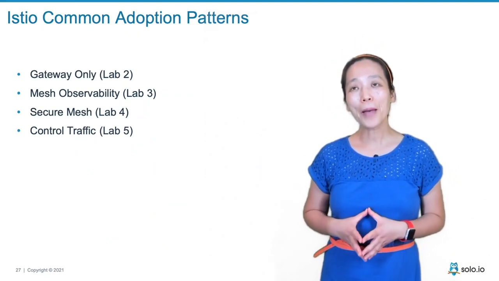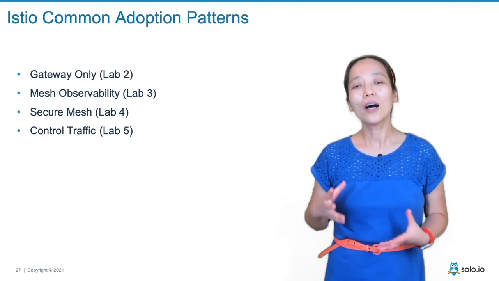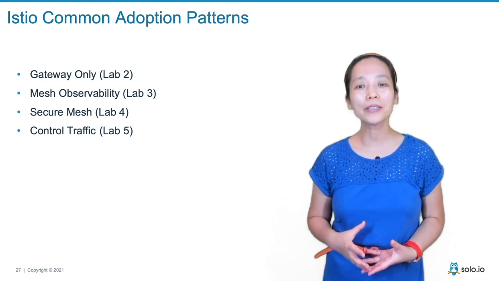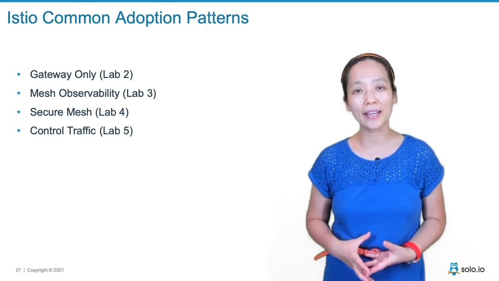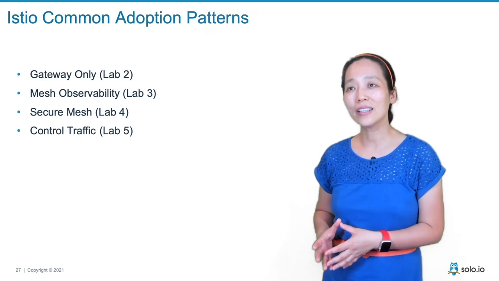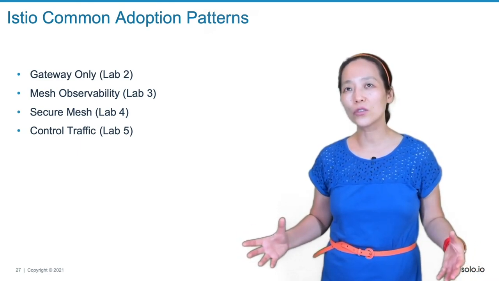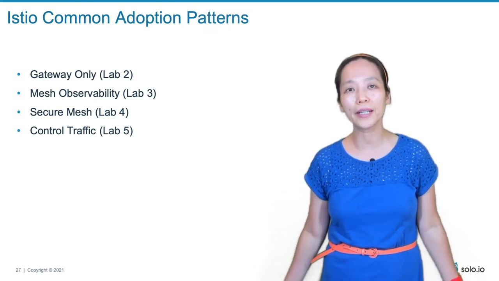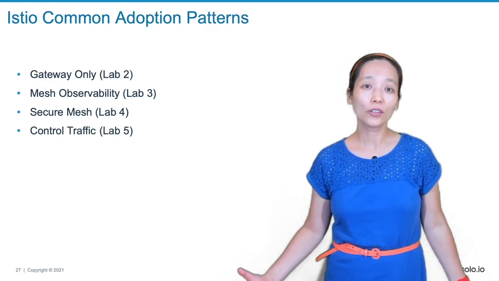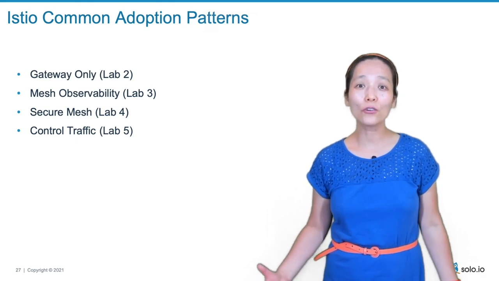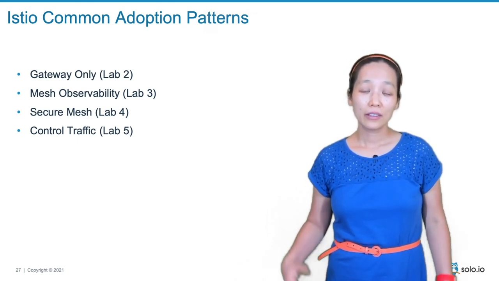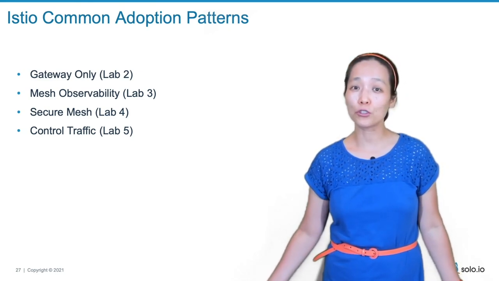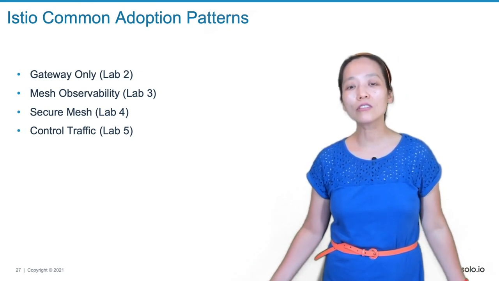Common adoption patterns, I would say, we're going to go through in the lab too. The first one is to adopt Istio at the gateway. The second one is to adopt Istio, just inject the sidecar, and instantly get the observability functions out of Istio: you can observe the dashboards for your services, view distributed tracing, and get tons of metrics.